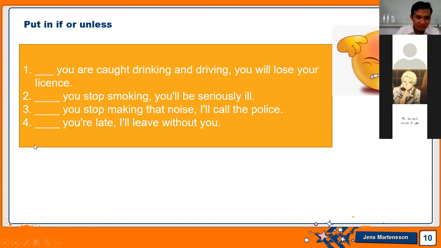Unless or if? If, sir. If you are caught drinking and driving, you will lose your license. Is it right? Yes, that's right. Artinya kalau kamu ketangkep lagi minum alkohol dan lagi nyetir, you will lose your license. Kamu akan kehilangan SIM kamu. Jadi dicabut SIM-nya, okay? Very good. Number one is if.